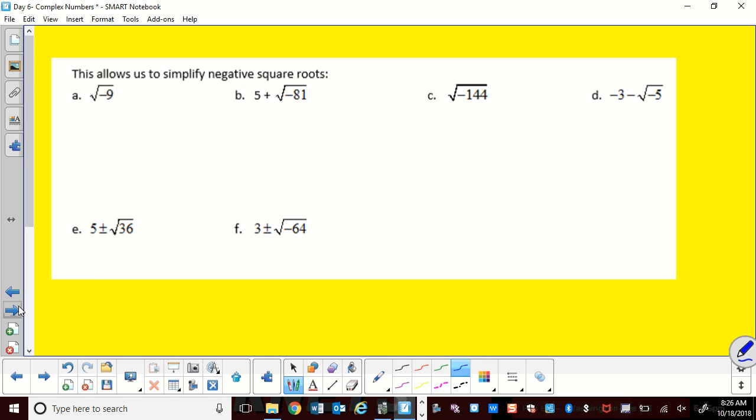So this allows us to simplify negative square roots. The square root of -9, what's the square root of -9? Anybody? 3. But I have to bring this 9 out to be +3, and I bring my negative out to be i. Whenever you have a negative under your radical, you always, always, always have to bring it out. When it comes out, it becomes i.